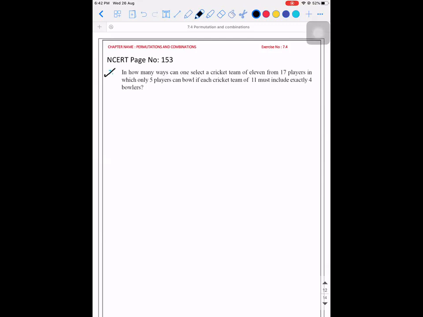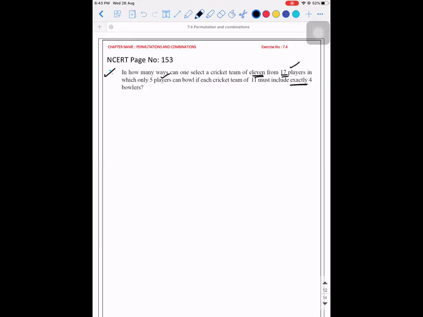Seventh one. Who can tell me how to do? In how many ways can one select a cricket team of 11 players from 17 players, in which only 5 players can bowl, if each cricket team of 11 must include exactly 4 bowlers?